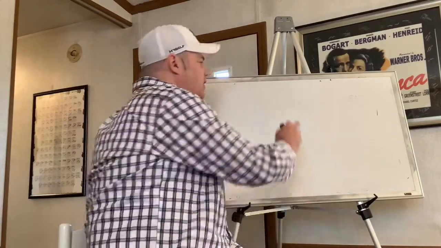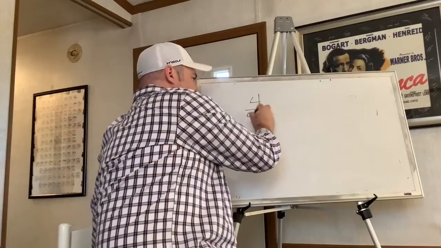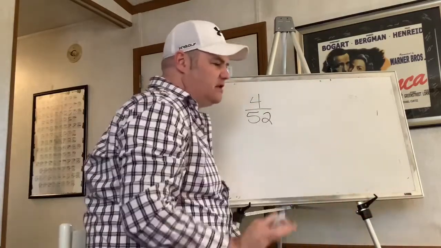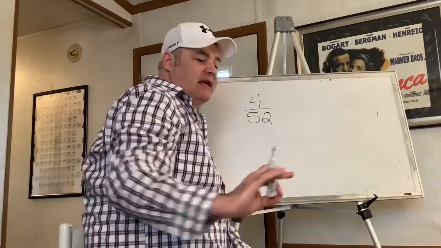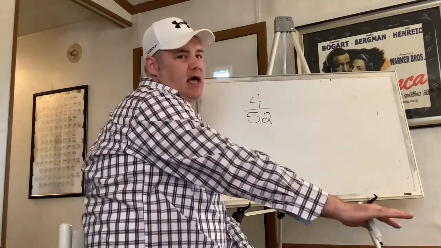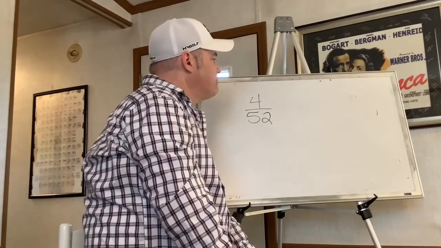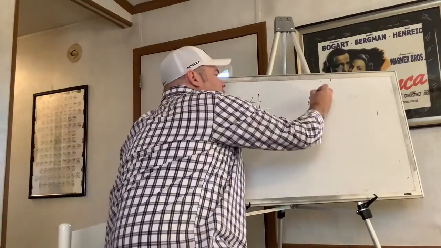Let's stick with this. Let's say I want to draw a 6. So I have a 4 out of 52. Okay, that's the same as always, drawing a 6, 4 out of 52. And let's say I set that 6 down. I don't put it back in the deck. And now I want to draw a queen. Okay, well, there's still 4 queens.